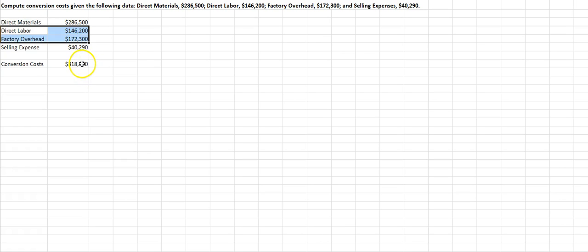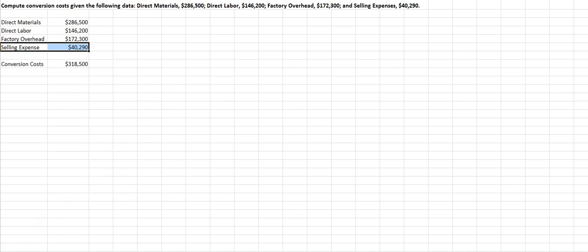So we would add these two, 146,200 and 172,300, and that will give us our answer here, which is 318,500, and that's conversion cost, right? This is not a conversion cost. This is a prime cost, direct materials. Selling expense is not a product cost at all. It's a period cost, right?